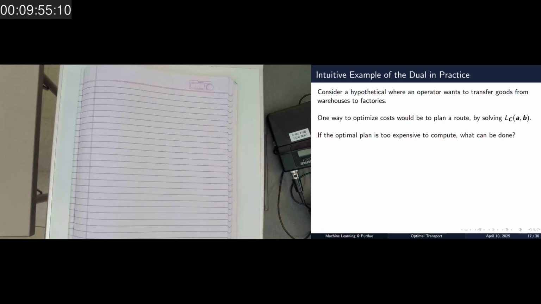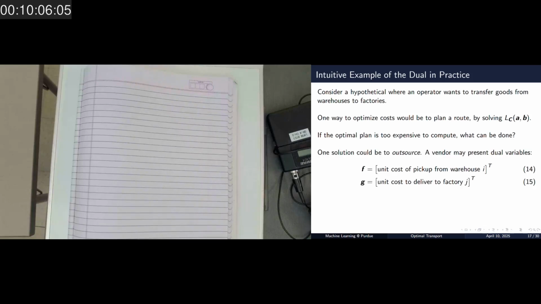which is to just solve the primal problem. However, if the optimal plan is too expensive to compute, you're in a dilemma because you do not know what to do. So one solution is to outsource your problem. A vendor can present to you two dual variables, F and G, where F is the unit cost of picking up material from warehouse label i, and G is the vector that consists of all of the unit costs of delivering items to a specific factory j.